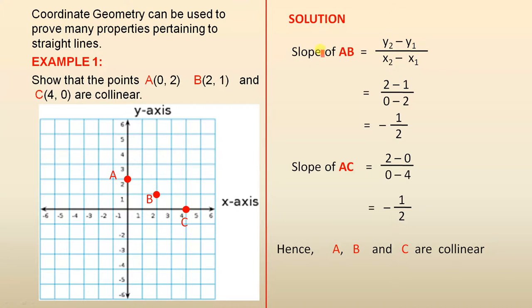So the solution, let's look at the slope of AB first. Now, the slope of AB is calculated by using this formula, which we've seen many times before, and we're going to use the points 0, 2 and 2, 1. So when we substitute those coordinates into the formula, we get that section there. Simplification takes us to here, which means that the slope of AB is -1/2.